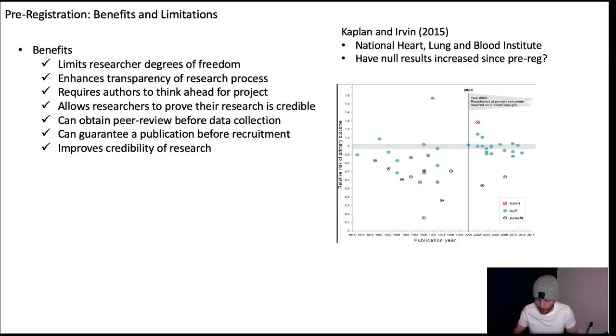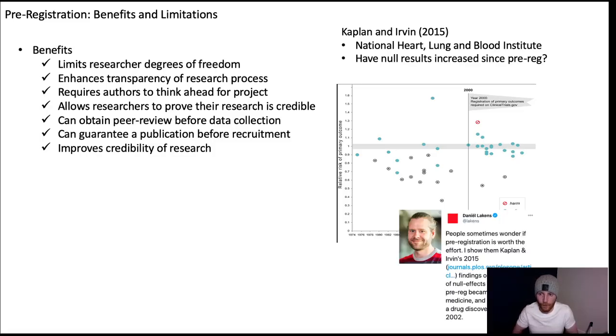Okay. Now, Daniel Lakens is somebody that I encourage you to follow on Twitter. And I saw this nice tweet from him a while ago. He said, people sometimes wonder if pre-registration is worth the effort. I showed them Kaplan and Irvin's 2015 findings on the likelihood of null effects before and after pre-reg became required in medicine, and asked if they want a drug discovered in 1998 or 2002. Pre-registration makes it difficult for people to find significant results when none exists. Okay.